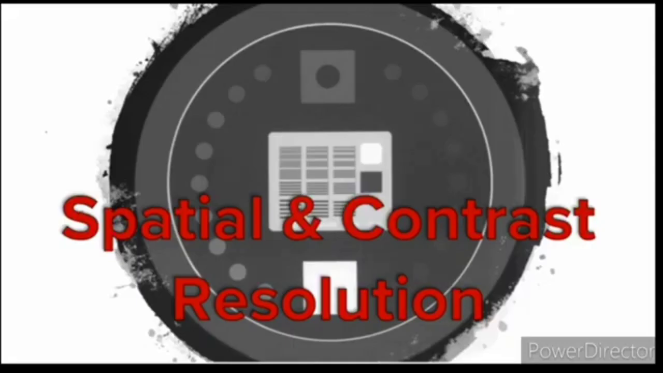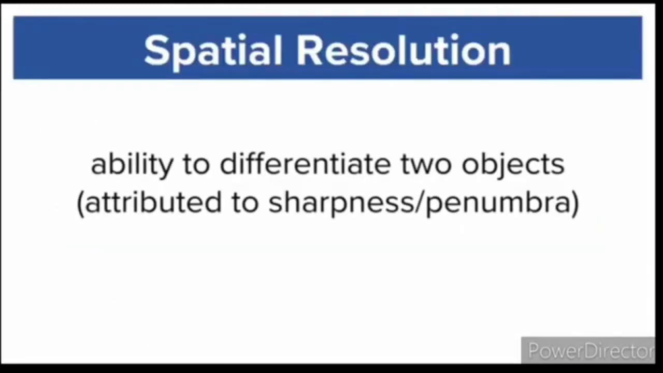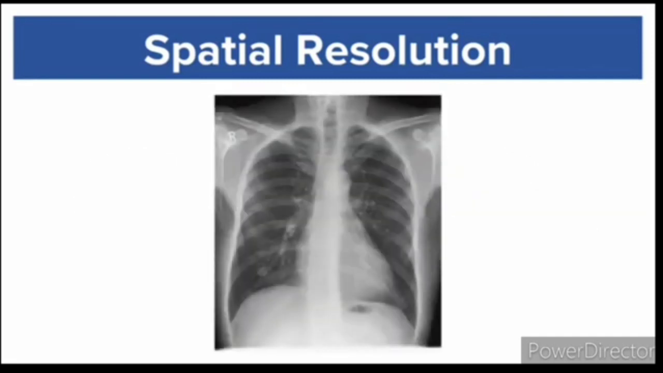Let's talk about spatial and contrast resolution and how it affects the digital image. But first we need to know what the definition is of spatial resolution. Spatial resolution refers to the ability to differentiate two objects. Basically, how tiny can an object get, and we can appreciate its difference from another object. Having low spatial resolution will make it difficult to differentiate between two objects that are relatively close together.